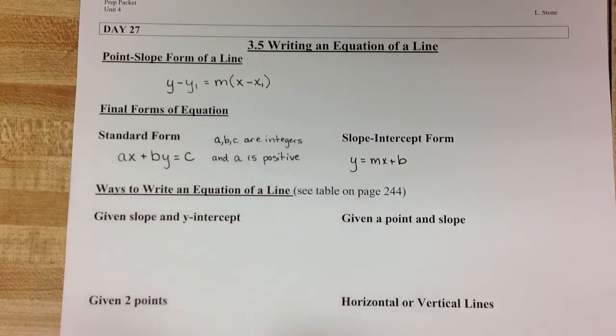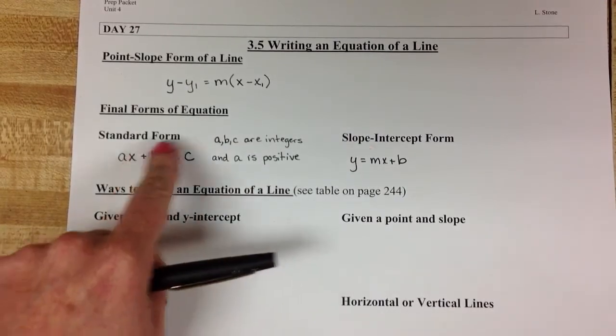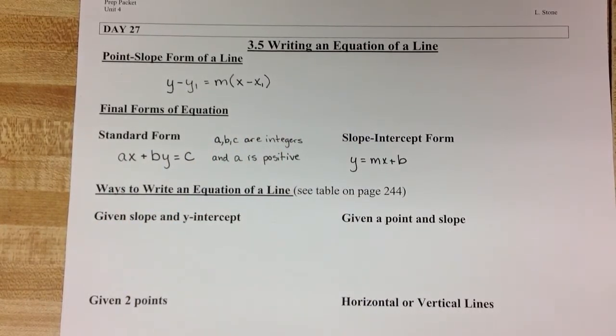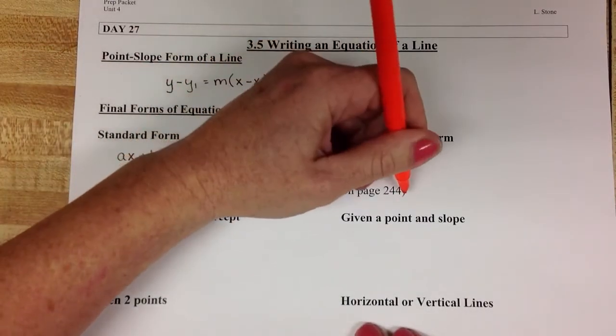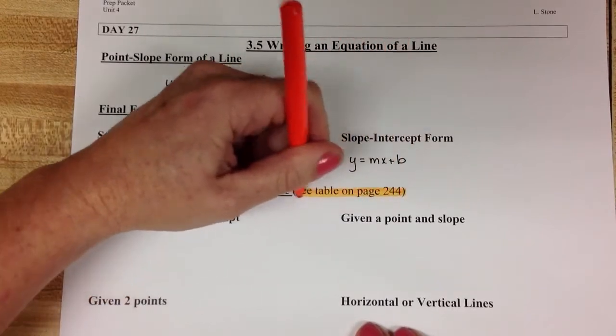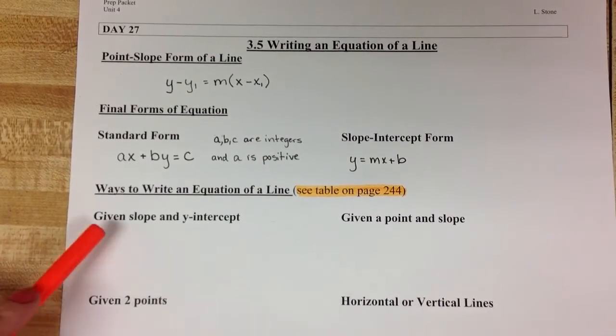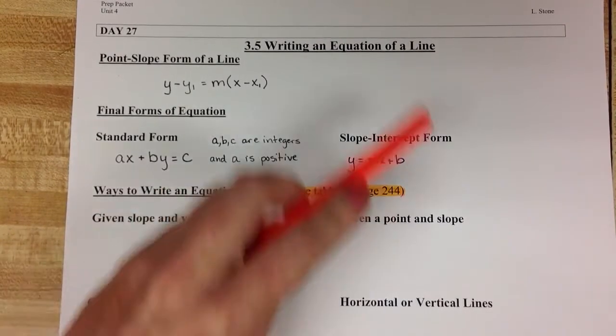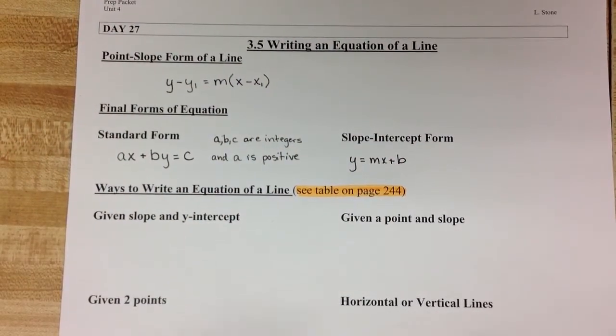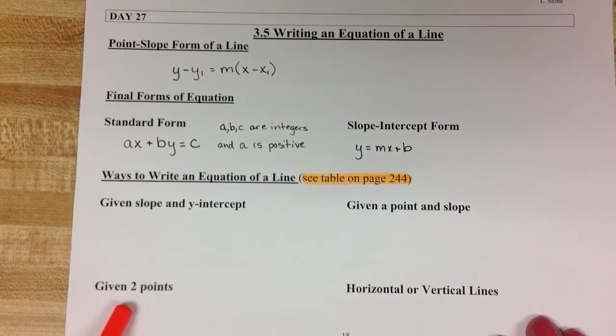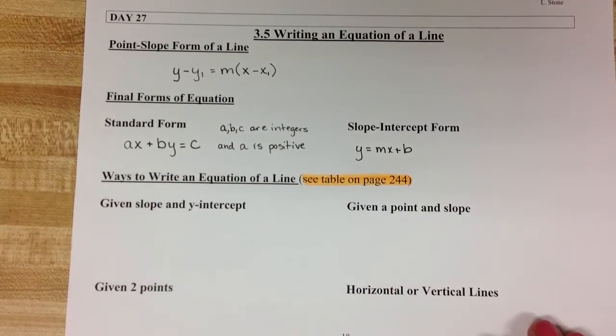But this one can be a useful form if the information we're given doesn't let us go immediately to one of those forms. So let's talk about the different ways we can get to the equation of a line. A really helpful resource for you is the table that's located on page 244 in your book. They give a summary there in a little blue box of all of the different starting and ending places. So if you're given a slope and a y-intercept, which path do you take in order to get to your equation? And given a point and a slope, and given 2 points, and given if they are horizontal or vertical lines, how can you tell? So we're going to summarize those here as well.